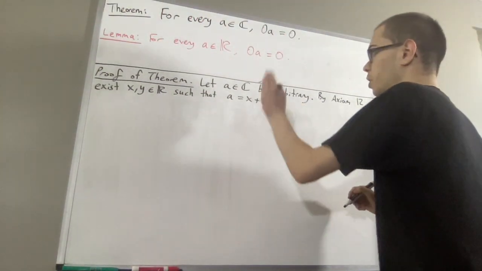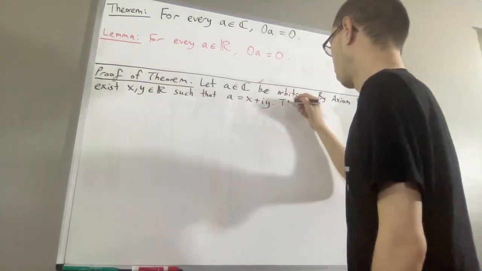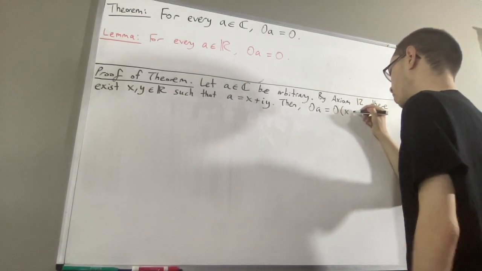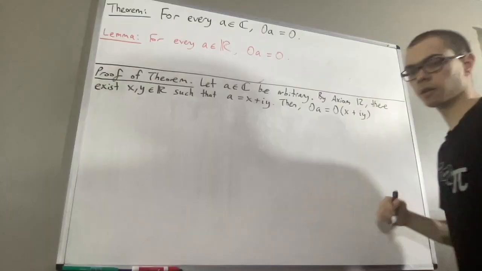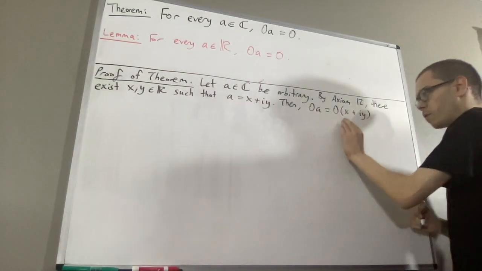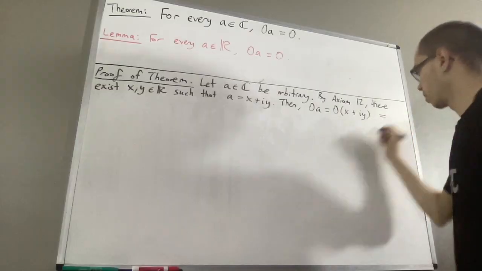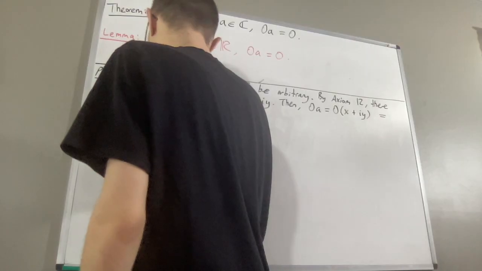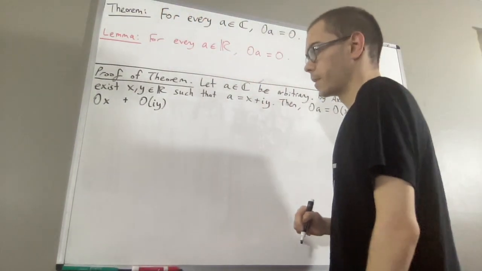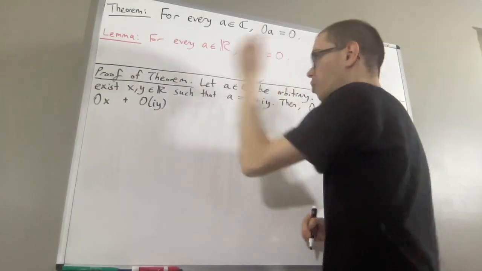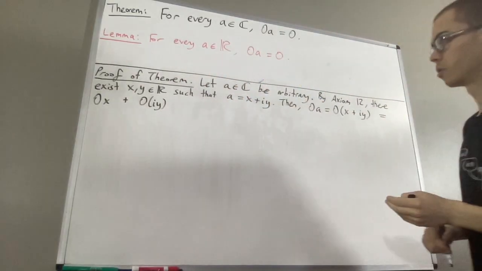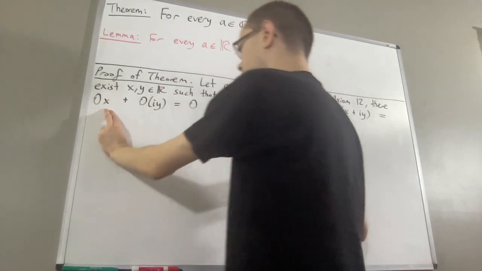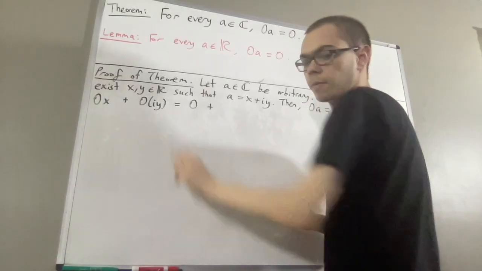So now, what happens if we do 0 times a? Well, replacing a with x plus iy, this is 0 times x plus iy. And then applying the distributive law, we distribute 0 across this parentheses. So we get 0 times x plus 0 times iy. Now, by our lemma, 0 times any real number is 0. So in particular, 0 times the real number x gives us 0. So then what about 0 times iy?